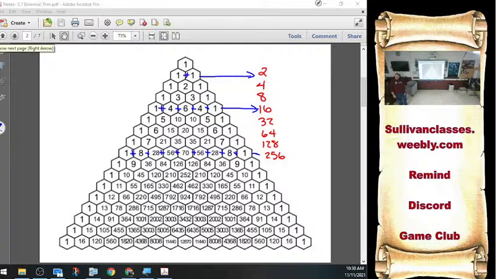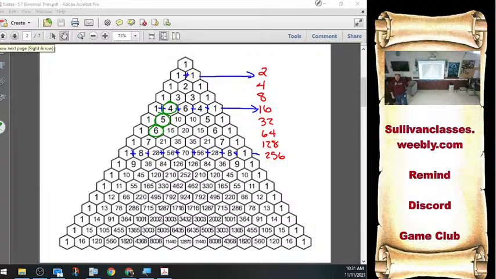Okay. The sum of each row of Pascal's triangle is a power of 2. What's the bottom one? 2 to the 16th. Because, you notice, wasn't this 2 to the 4th? Yep. 2 to the 5th? Yep. 2 to the 6th? Yep. So the nth row of Pascal's triangle has a sum of 2 to the n.